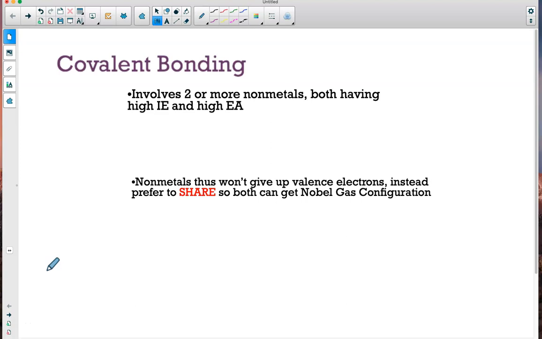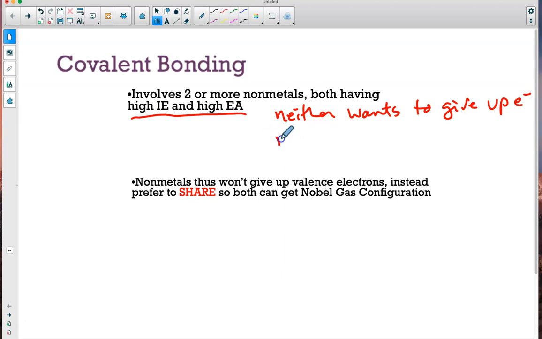This type of bonding involves two or more nonmetals both having high ionization energy and high electron affinity. And what that means, having those properties, is that neither nonmetal wants to give up electrons. In fact, nonmetals would prefer to take on electrons, so nonmetals want more electrons. And so what they have to do in this type of bonding is share their valence electrons so that they both can get a noble gas configuration.